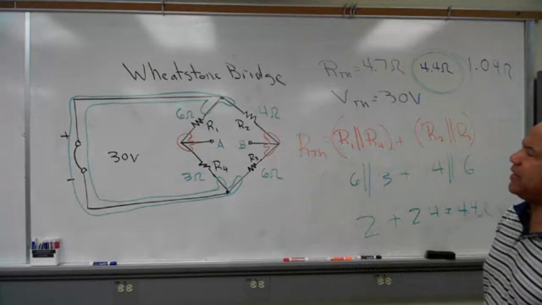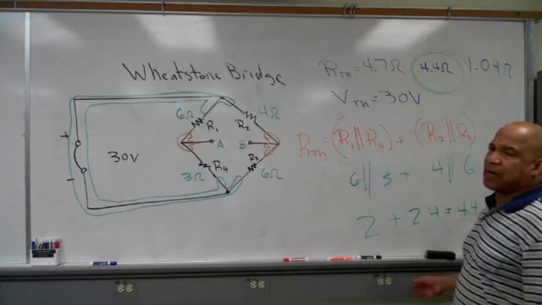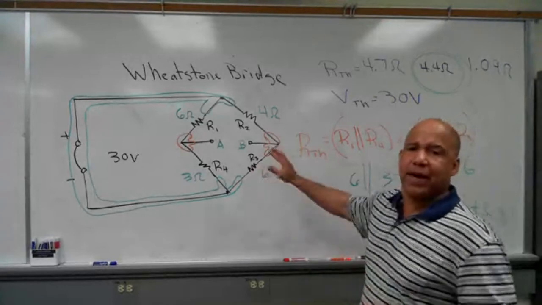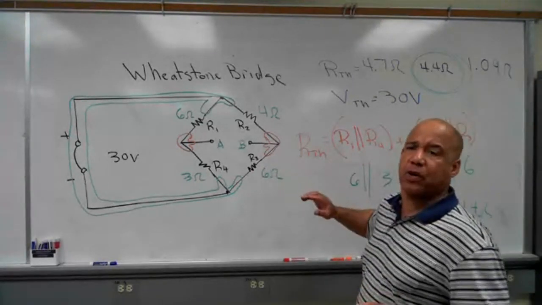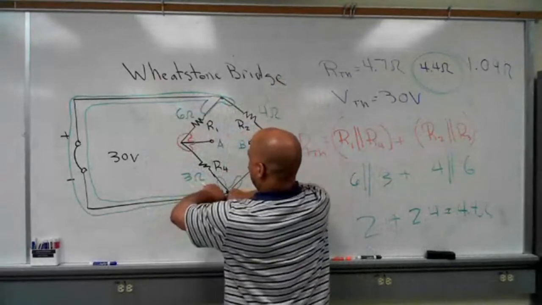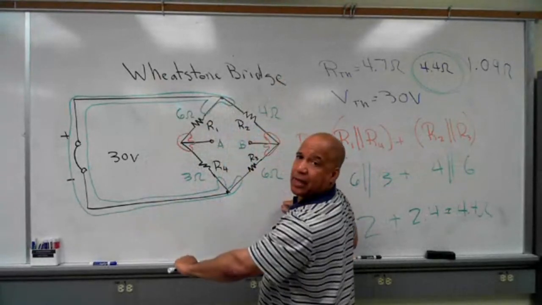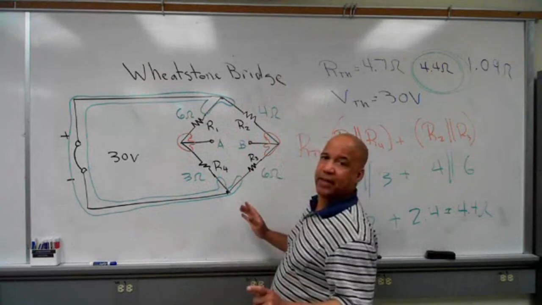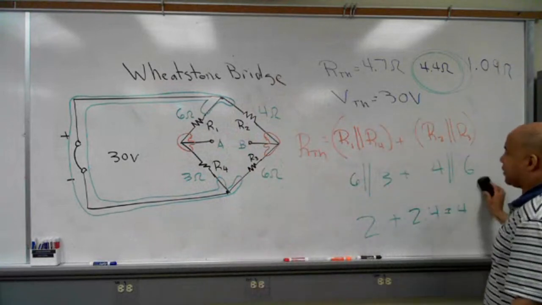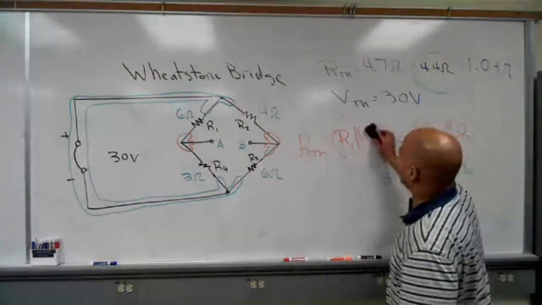Now, I got enough time. We need to quickly find BTH. So I'm gonna erase this. I'm gonna redraw the circuit. But when I redraw it, I'm gonna bend the top of the diamond out and the bottom to make it look like an H, the letter H, just so it's easy to see. But you go ahead and try to find BTH while I redraw the circuit. It's gonna be the same circuit. I'm just gonna make it look a little nicer.